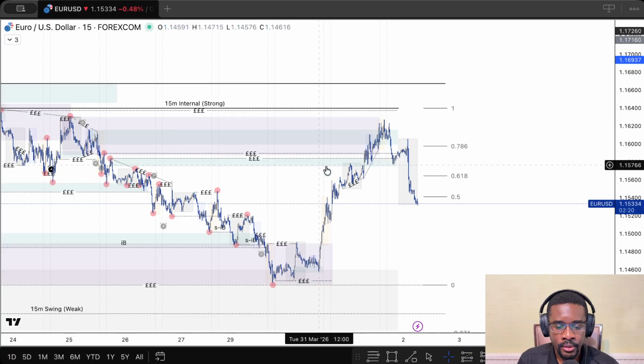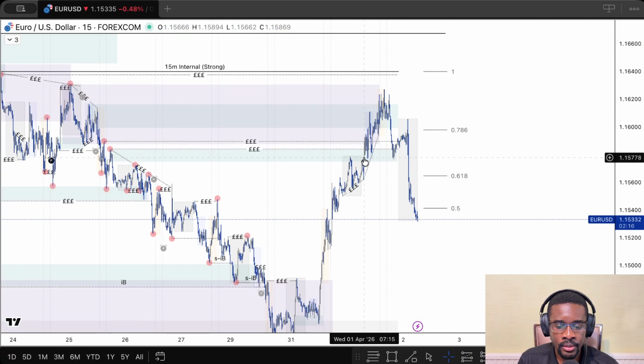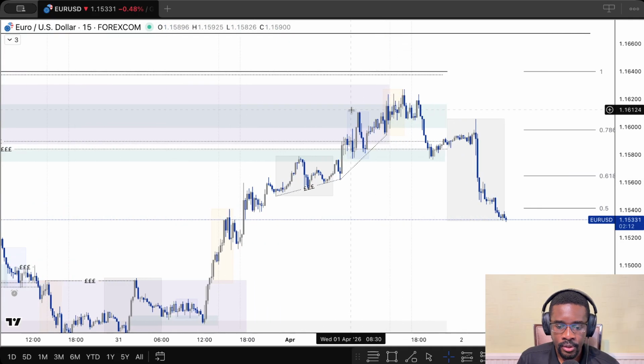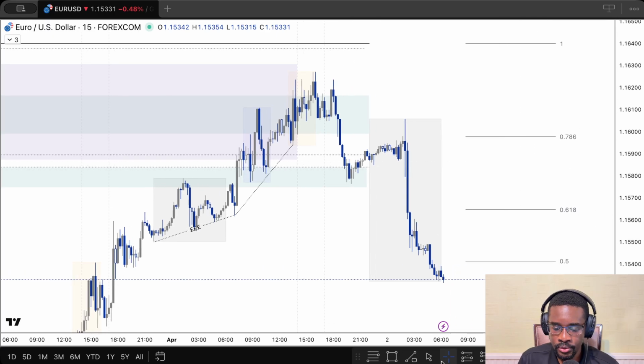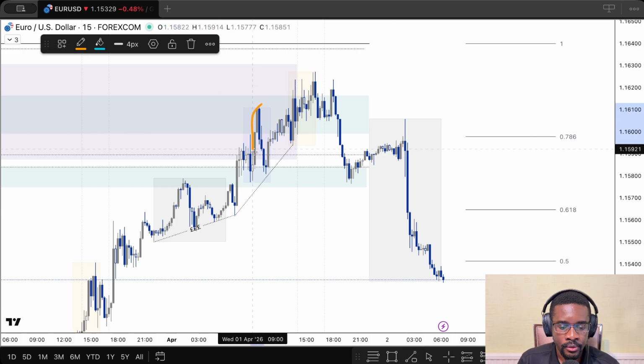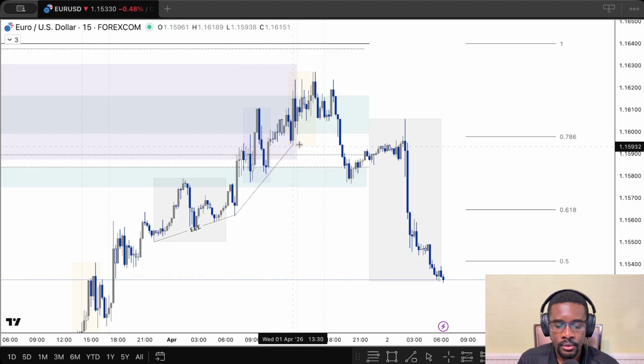And I was expecting price to make this move after sweeping these areas. However, price made a very shallow retracement. Obviously, on the lower time frames, you would have caught a 1, 2, 3, possibly around here. Okay, I didn't.